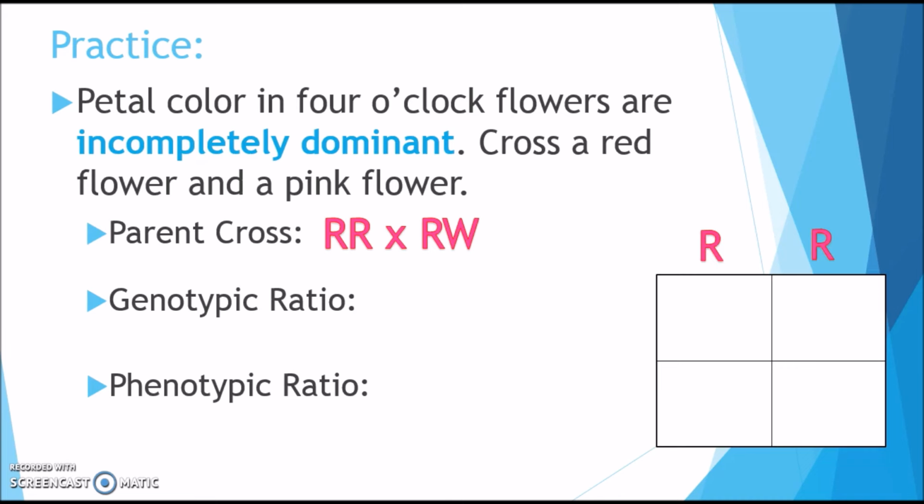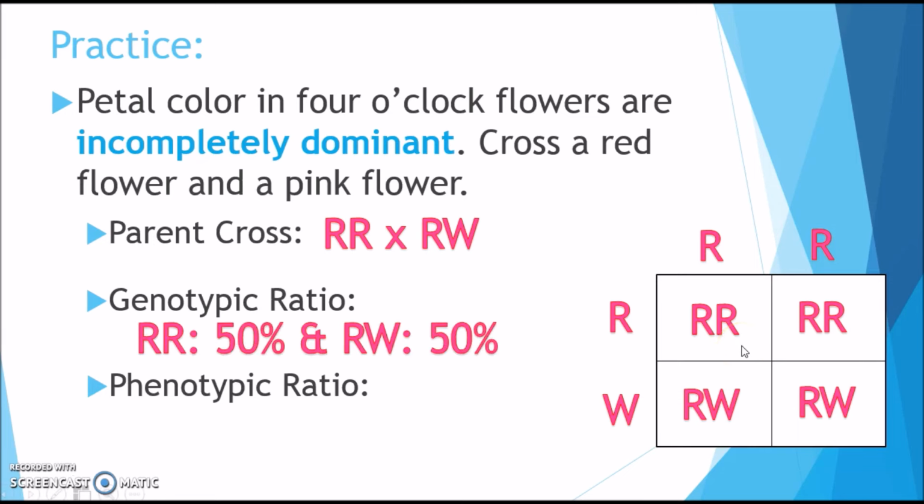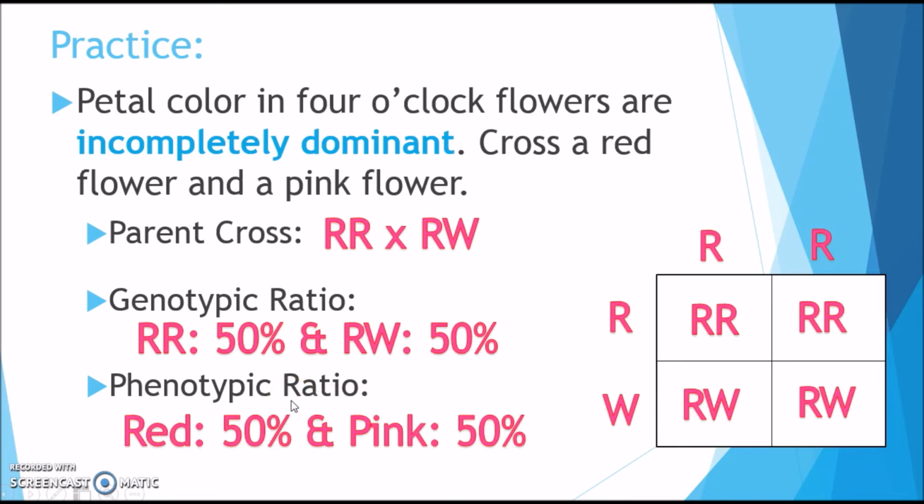Let's take the red flower and put their genotype across the top, and the pink flower and put it down the side. And now cross for our offspring. These first two boxes are both going to be homozygous red. The bottom two boxes are going to be heterozygous. So that means when I interpret my genotypes, I'm going to be 50% RR and 50% RW. So when I interpret the colors for the phenotypes, RR is red and RW is pink, 50% each.